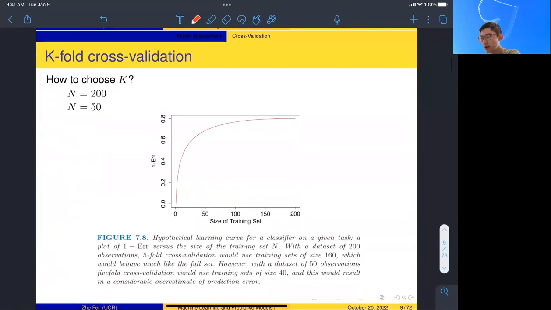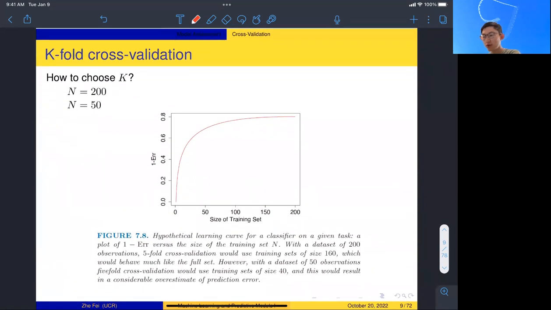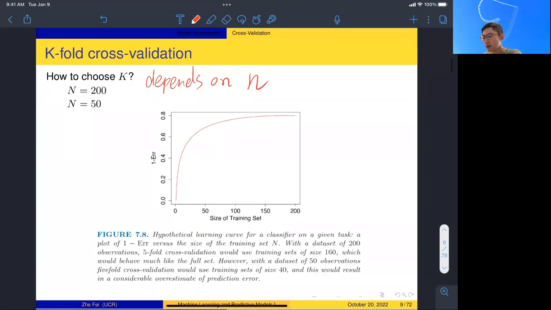So here's another illustration of how to choose k, whether you prefer k equal to 5 or 10. The short answer is the choice of k depends on your sample size n. The idea is that you want a sufficiently large sample as your training set. So if your n is smaller, you should choose a smaller k, and if your n is larger, you have the luxury to choose a larger k.